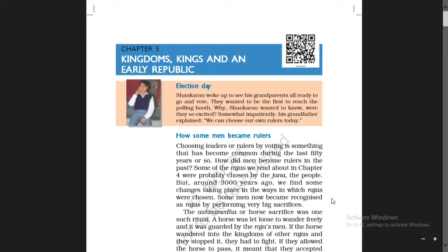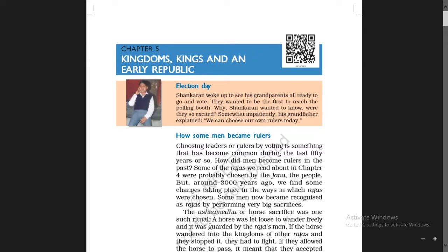Some men now became recognized as rajas by performing very big sacrifices. In those days, people recognized some men as rajas, and they became raja by doing very big sacrifices. The Ashwamedha or horse sacrifice was one such ritual.